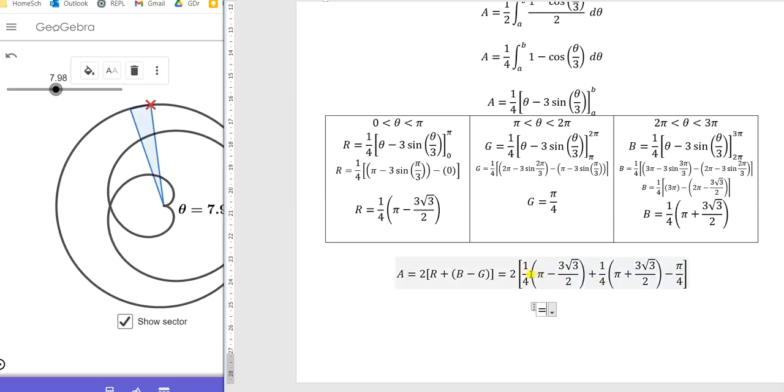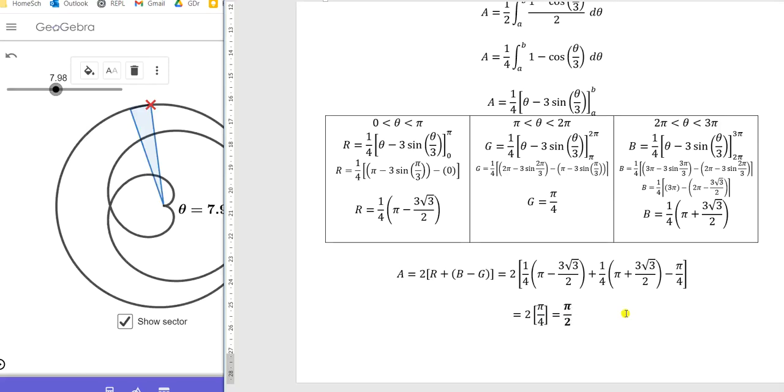Now, as we said, things will cancel, so I don't need to multiply everything out to find out. I've got a quarter of minus 3 root 3 over 2, a quarter of plus 3 root 3 over 2, so all of those bits go. I've got a quarter of pi plus a quarter of pi minus a quarter of pi. So left behind here is just a quarter of pi, and that gives me pi by 2.